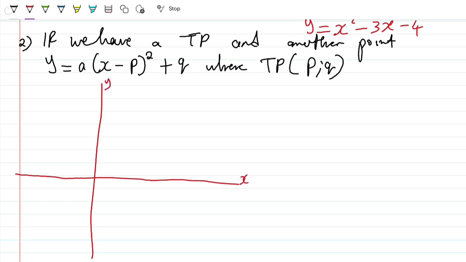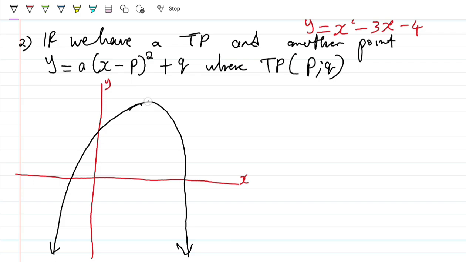Y-axis, x-axis. Let's say we have a turning point which is (2, 9), and we can have another point here on the y-axis. That means that point will be our y-intercept. As long as we have a turning point and another point, it can be any other point on the graph. The formula that we need to use is this one in order for us to find the equation.